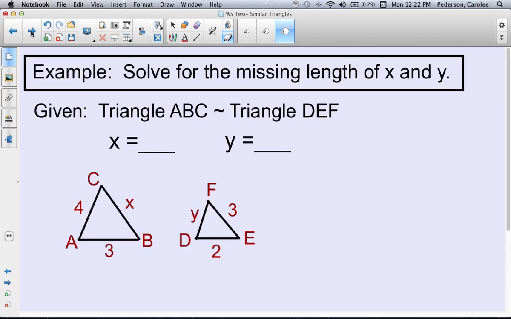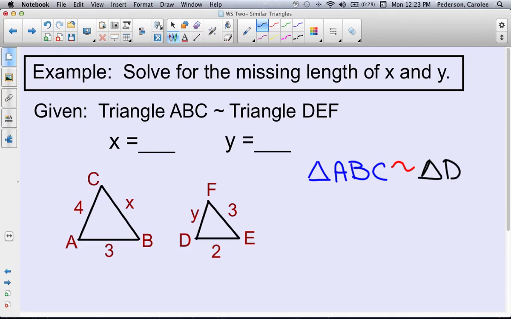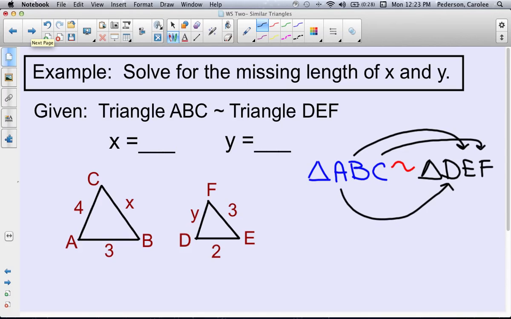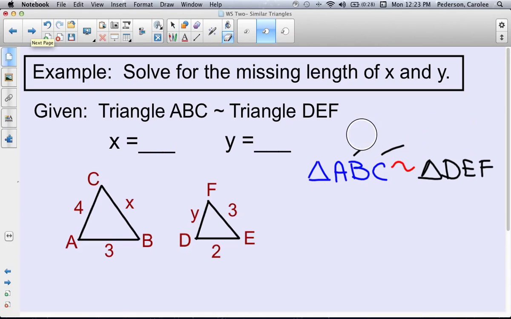So we have triangle ABC is similar to triangle DEF. And it does matter the order in which you state these two are similar. So angle A is going to be proportional to angle D, and angle B would be proportional to angle E, and then angle C will be proportional to angle F. I'm going to go ahead and erase those lines because we're going to be working with the sides.